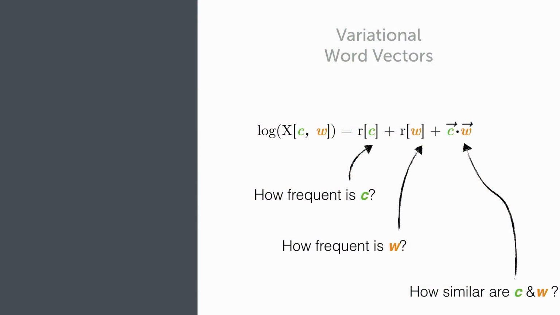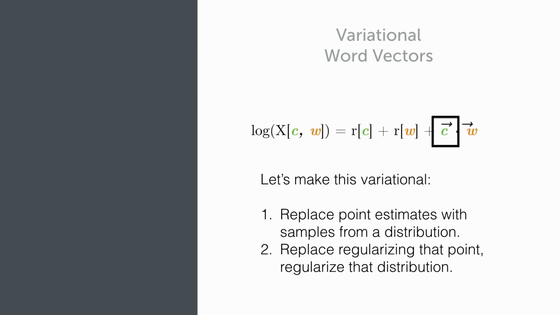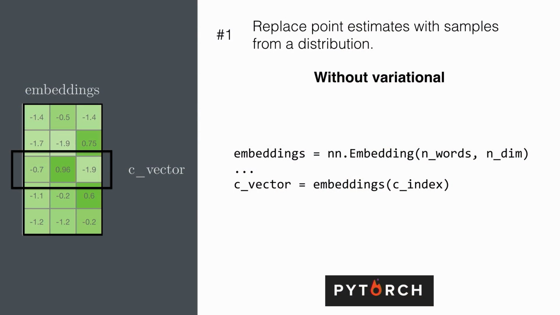So let's go back to our favorite model over here, very simple variational word vectors. And we're going to make it variational, right? And we're going to do it in two steps. One, by replacing point estimates with samples from a distribution, okay? And then instead of regularizing that point, we're actually going to regularize that distribution and say that distribution should look really, really similar to my prior. And we're going to use a little bit of PyTorch code to do this.